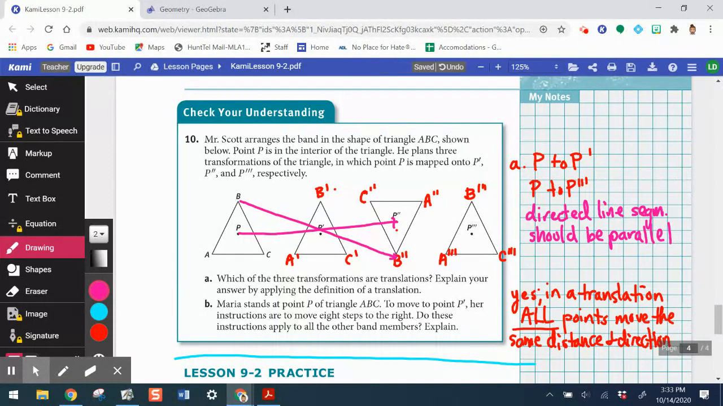Now, part B then says Maria stands at point P of the triangle ABC. To move to P prime, her instructions are to move 8 steps to the right. Do these instructions apply to all the other band members? Explain. Well, yes, in a translation, all points move the same distance and direction. So if they are to undergo a translation, then all of the points in that triangle should move 8 steps to the right. So that is the end of lesson 9-2.